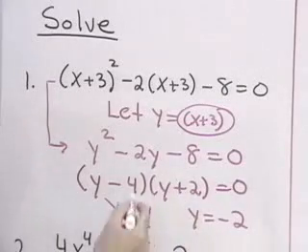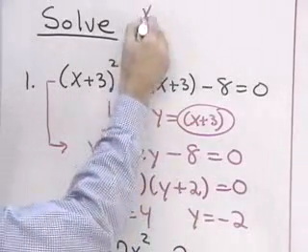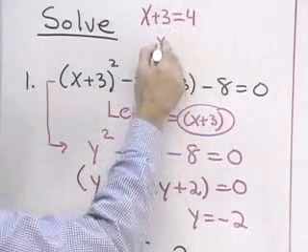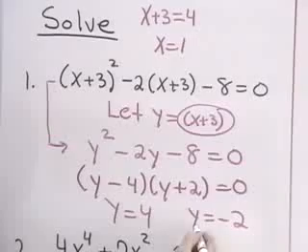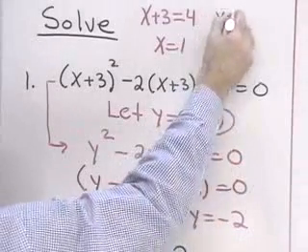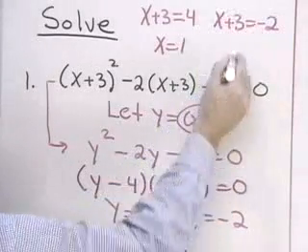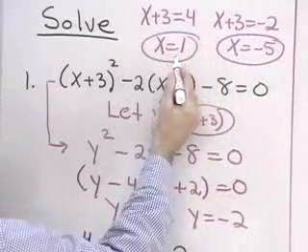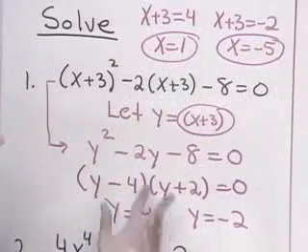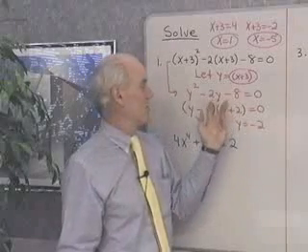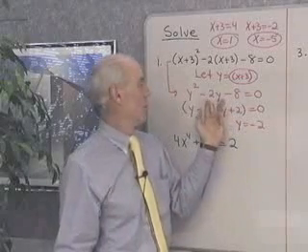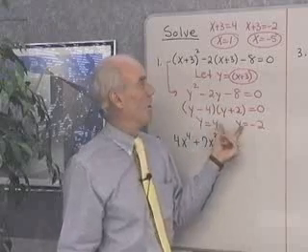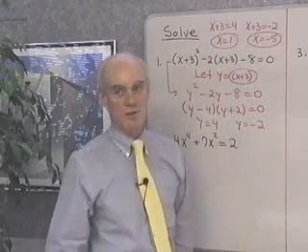So I think what I'm going to do is go up over here and do that. I have x plus 3 is equal to 4, which gives me x is equal to 1, and then I have x plus 3 is equal to negative 2, which gives me x is equal to negative 5. So I have two solutions to this equation, x equal 1 and x equal negative 5, and I made this substitution to begin with just so I'd have something that was a little easier to factor. Y squared minus 2y minus 8. There it is in factored form. Here's my solutions in terms of y. I back substitute to get my solutions in terms of x.